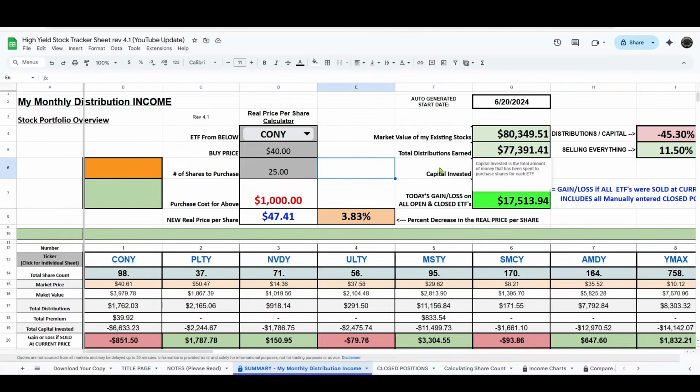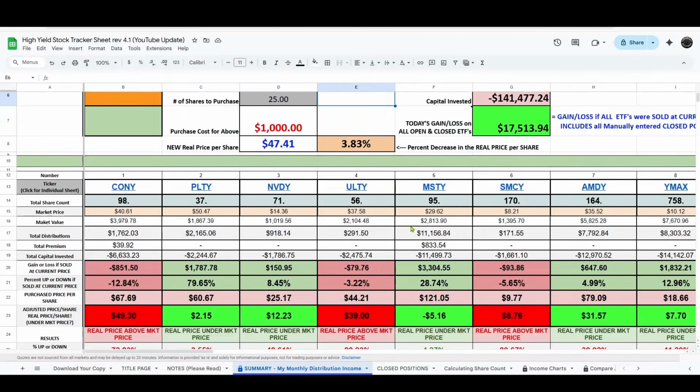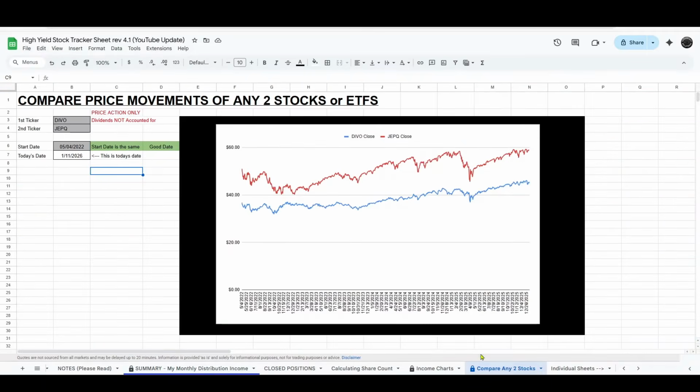And before we go in and we update my stock tracker sheet with my distributions that I've earned for each of my ETFs here, the one last thing that I want to take a look at is the one tab that I did make just for fun here, and is just to compare the price movements of two individual stocks. And it's only tracking those price movements in itself, right? So you can enter in the tickers here, and then you enter in a start date. Now, it will not graph it out if that start date does not exist for both of those tickers. And what do I mean by that?